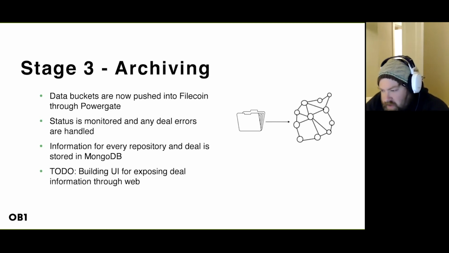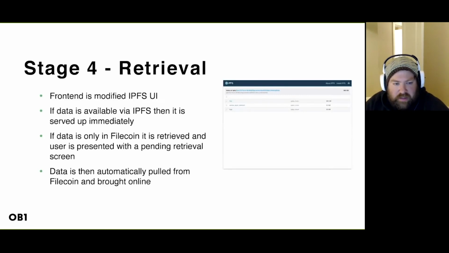And it saves all this information in our database, like a mapping between the path of the files that we're interested in and what deal in Filecoin it went to, so that we can ultimately retrieve it later if we know the file path.